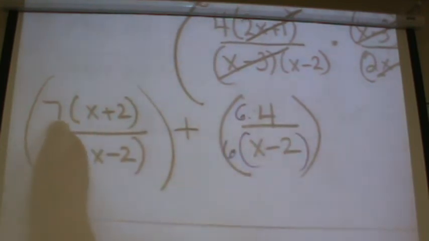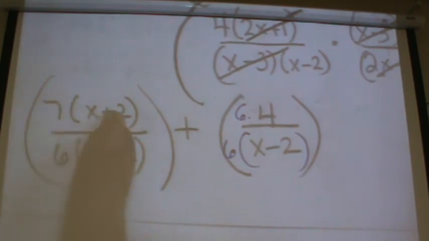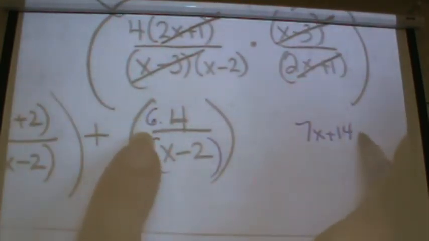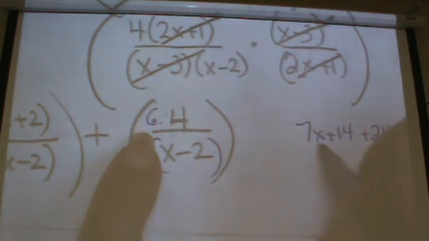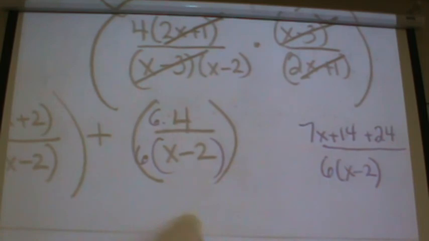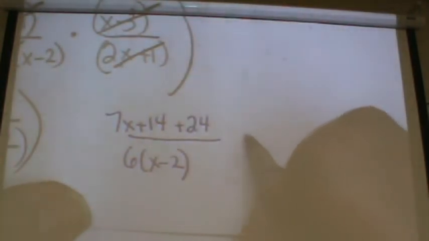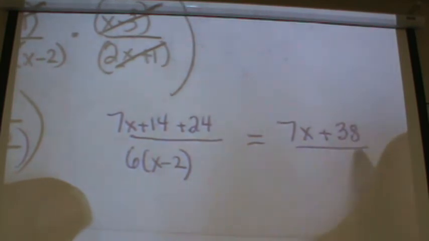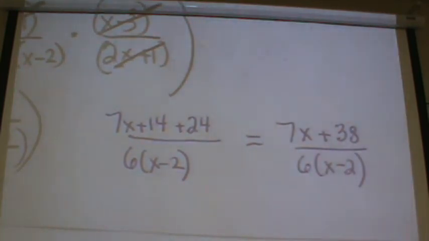So what you have up here is 7x plus 14 plus 24, all over 6 times x minus 2. What else? Now, there's nothing else you can do, it's done.